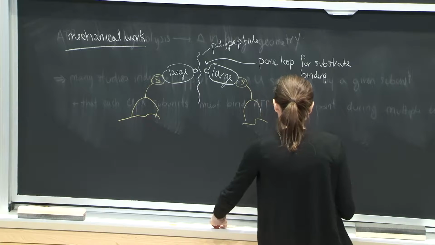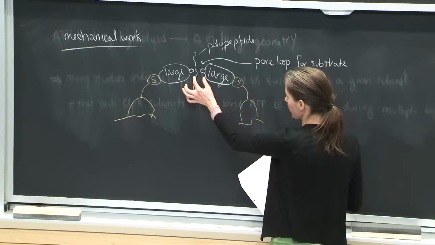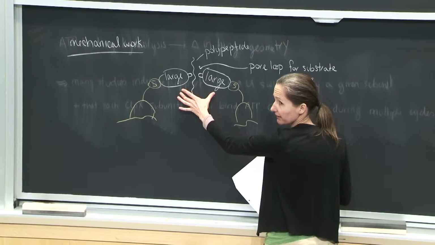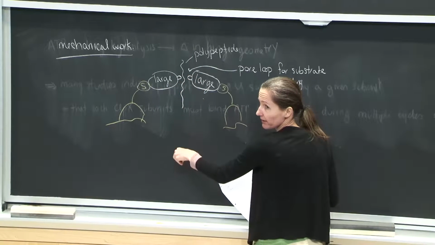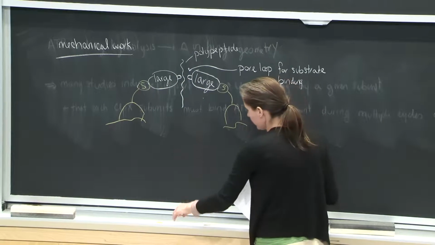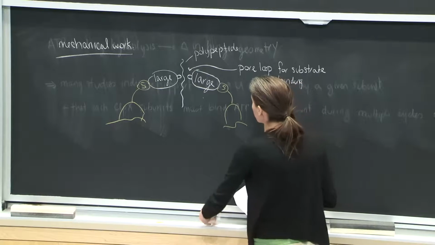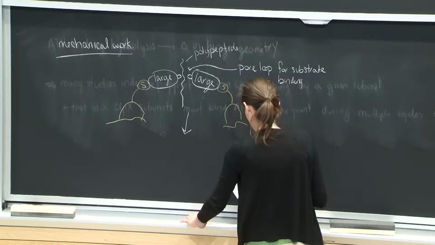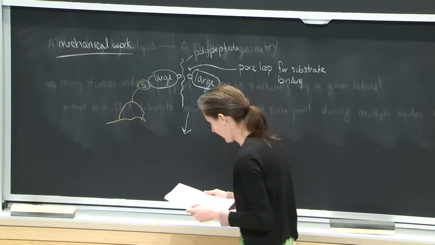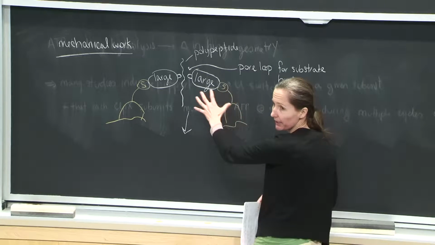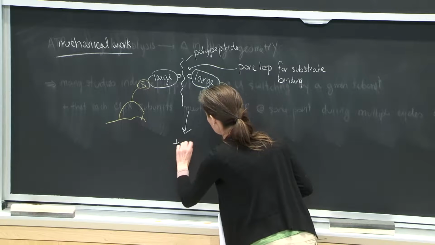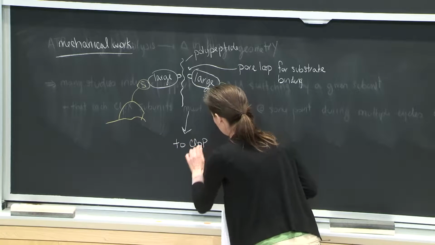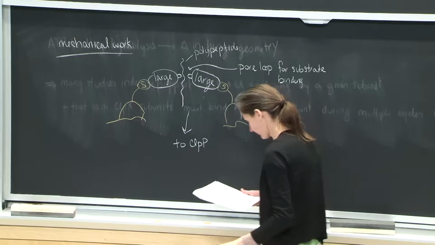Effectively, it's thought that these pore loops in the large domains grip the substrate and help drag it to allow for translocation into the degradation chamber. So this would be going to the chamber in that direction, to ClpP. Somehow the ATP binding and hydrolysis is allowing this to occur.